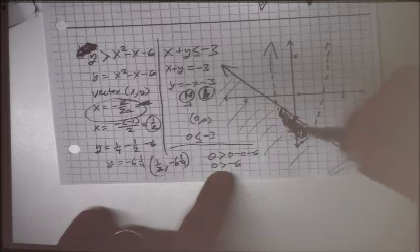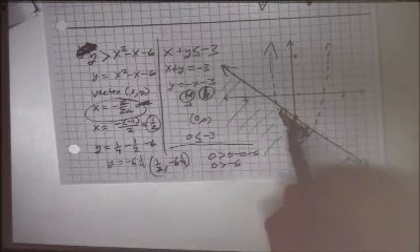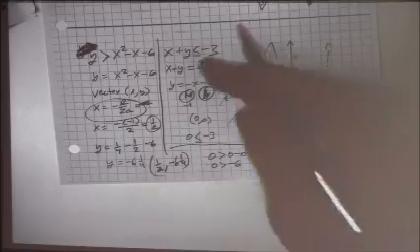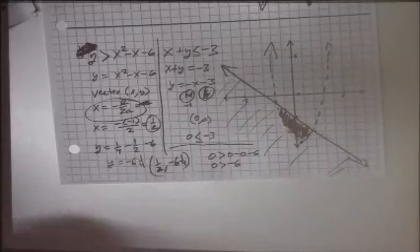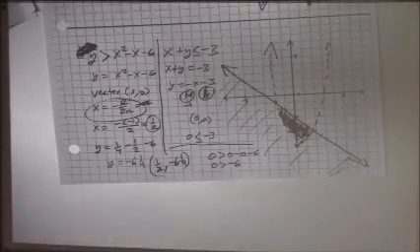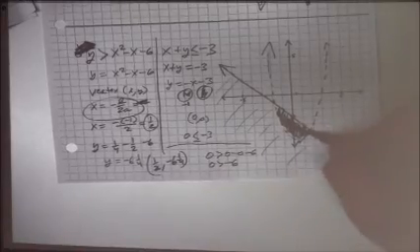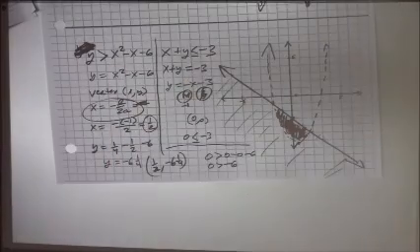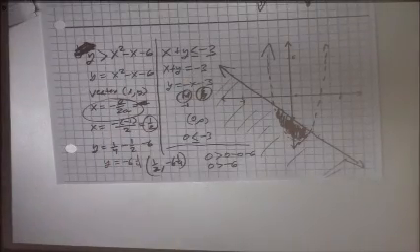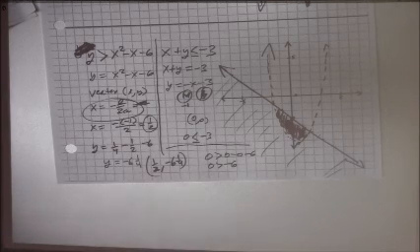There's your answer. Only that part is where both the parabola and the linear inequality are shaded at the same time. So any of the points in here will make both of these true. That's what you're looking for, where both of them are true at the same time.